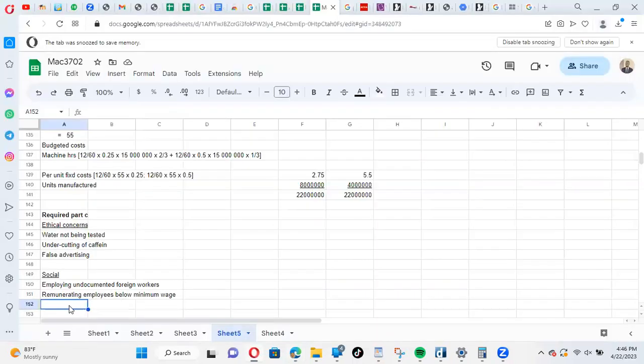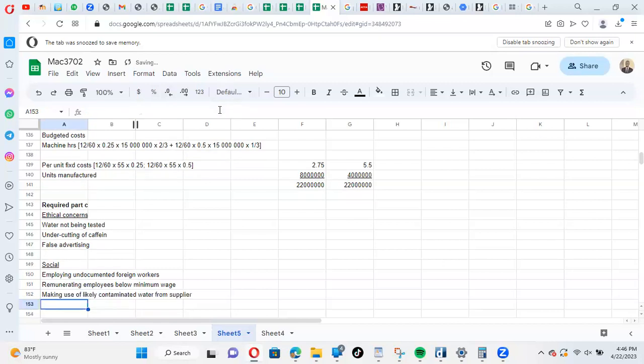Yes, because even the supplier can cheat them and say they tested it when they haven't tested the water. Yeah, but I don't know how to put it. Let's just say selling likely contaminated water, or making use of, let's say making use of likely contaminated water. Because even the supplier can say they tested it while they didn't, because they also want to supply more. Yes, so you are right.